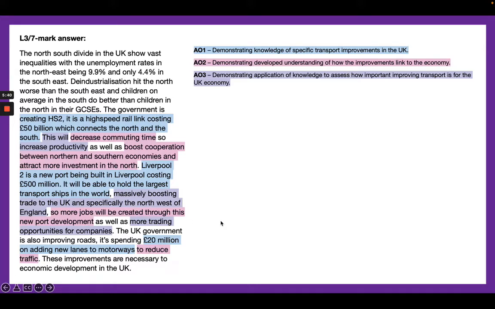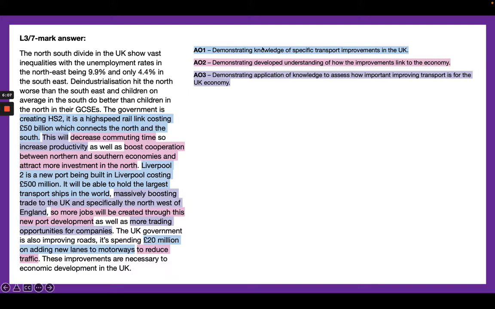You can see here for this assess command word, the student has really gone into detail on this. And the AO3, that application, you can see bits of it here. This will increase productivity, boosting trade to the United Kingdom, specifically the Northwest. Now, what you could probably see here is the AO3 is not as strong as the other 2 AOs.